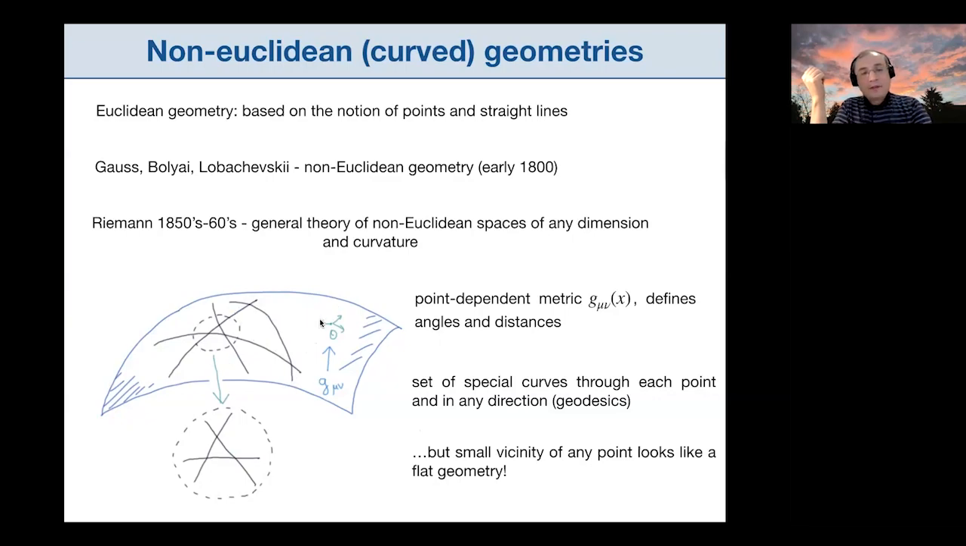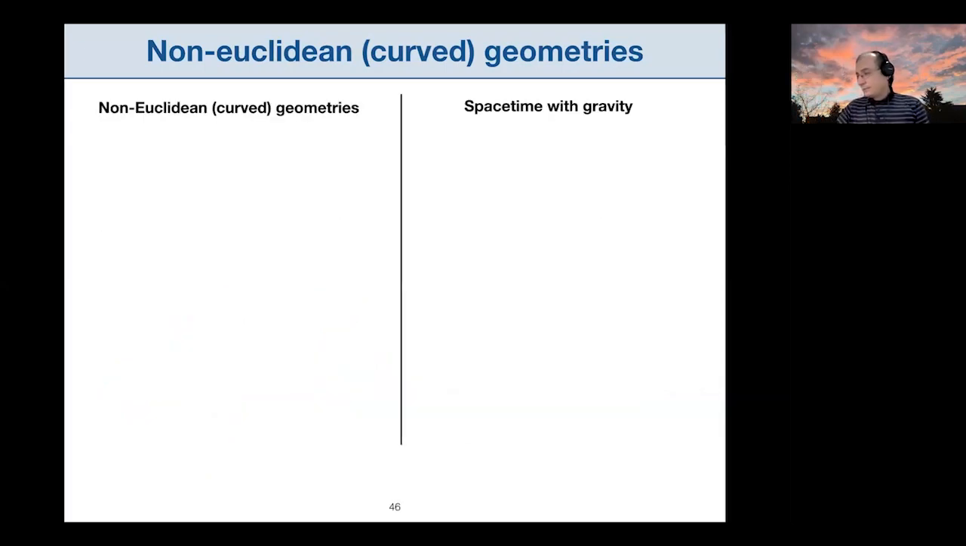However, in the vicinity of any point, if we focus on a small part of the space-time, everything looks as if we were in a flat geometry, or at least not very far from that. So in a particular coordinate system, in the vicinity of a given point, these special curves would look like straight lines. And this is true everywhere. Okay, so maybe the last slide.